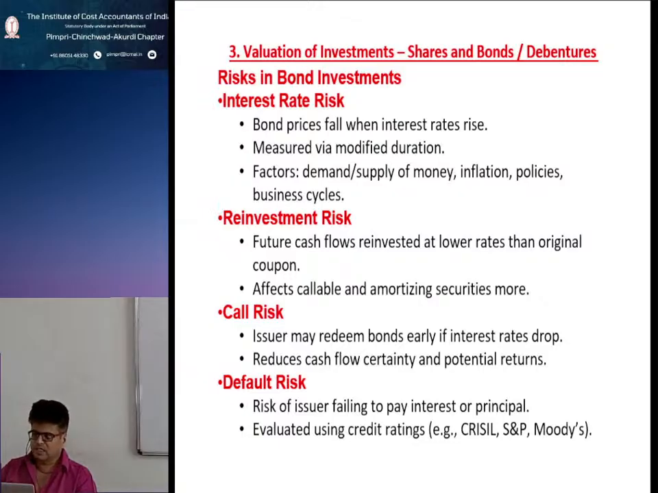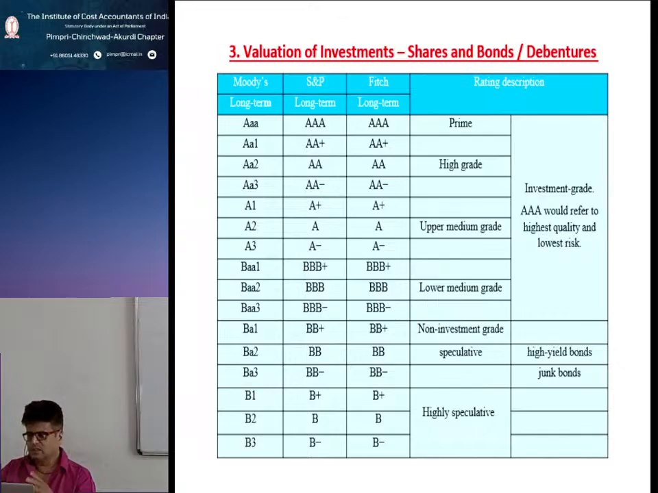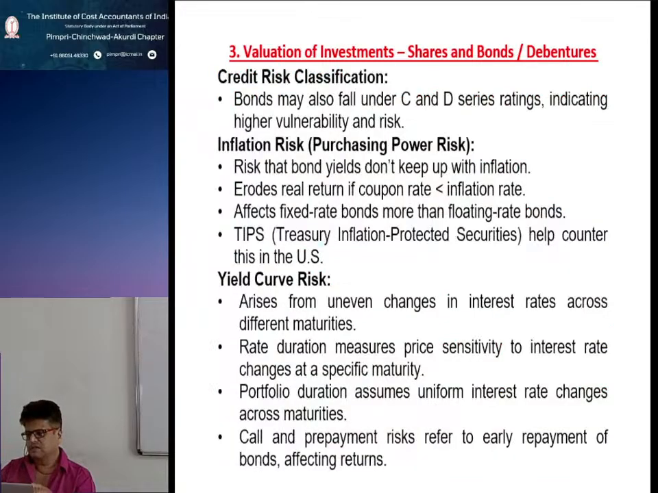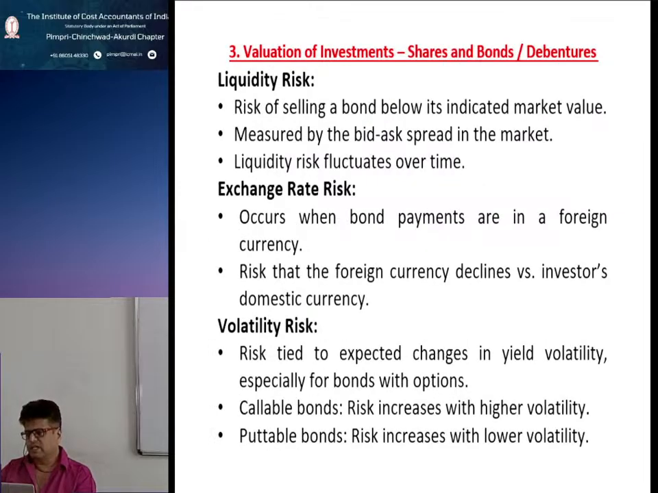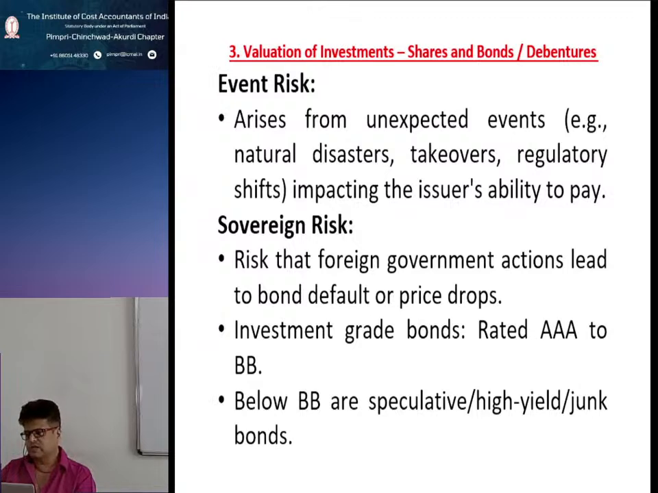Default risk is the risk of the issuer failing to pay interest or principal, evaluated using credit ratings, CRISIL and S&P, Moody's. So this is how the typical credit rating is done. The table has been picked up from the study material itself. Then there are further risks associated with bonds: credit risk classification, inflation risk, yield curve risk, liquidity risk, exchange rate risk, volatility risk, event risk, and sovereign risk.